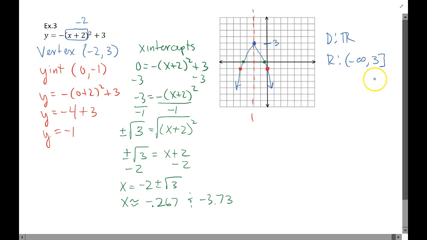Remember, range and domain always go from least to greatest, so we want that -infinity on the left, or we can say y is less than or equal to 3.